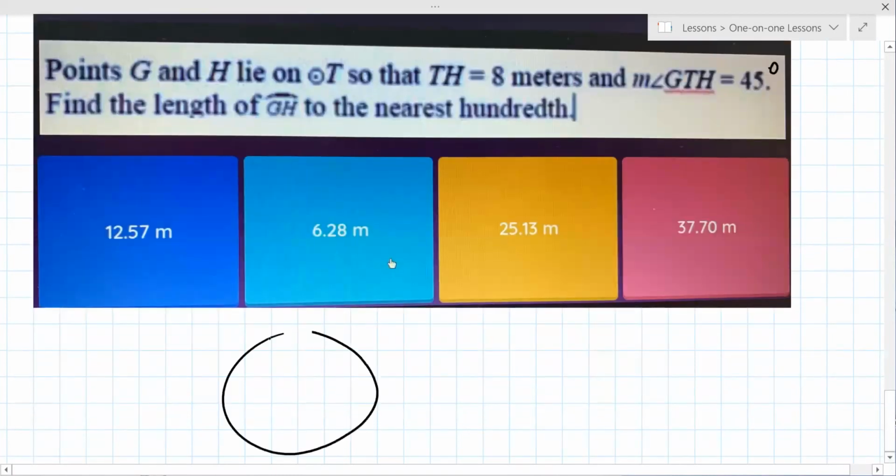This could be the hardest part. It truly is an issue. So T is right in the center. I'm just going to arbitrarily put G there, and I don't know where H goes, but I'm just going to put it over here. Okay.